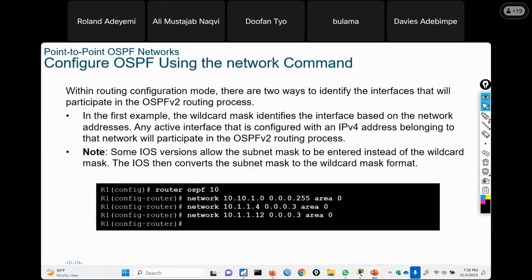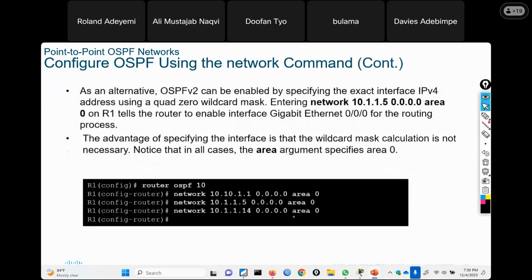Another way to configure OSPF, I can specify the network address on that interface. I can specify the IP address on the interface. Like in this scenario right now, they advertise the network and put the wildcard mask. But if you look at another configuration, they advertise the IP address on the interface, 10.10.1.1. That also works. By the time you advertise the IP address on the interface, it's going to factor in all the network address on the interface.